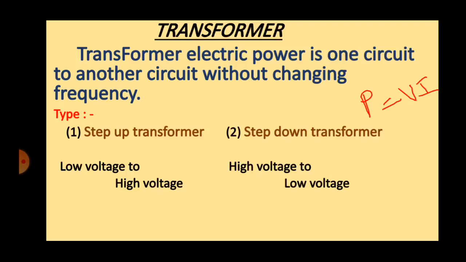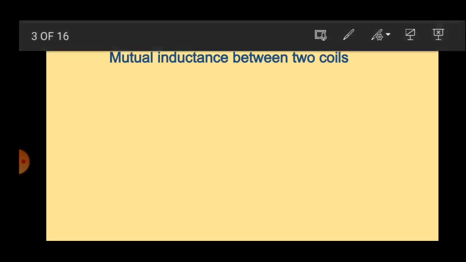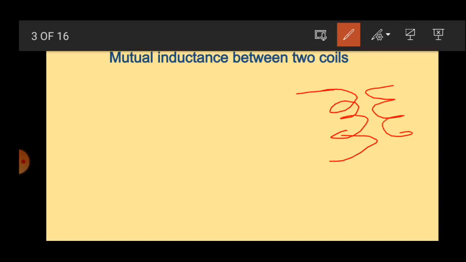The principle of the transformer is the mutual inductance between two coils. Already you know mutual inductance. Let us consider two coils, coil 1 and coil 2. We call them the primary coil and the secondary coil. This is the primary coil and this one is the secondary coil.